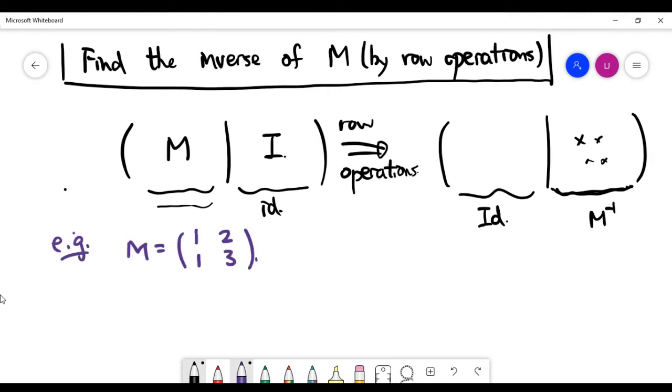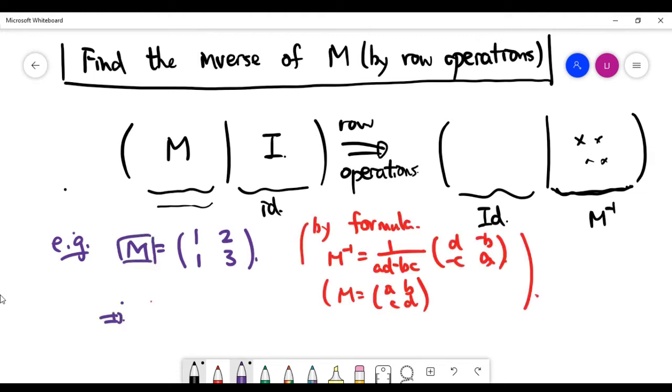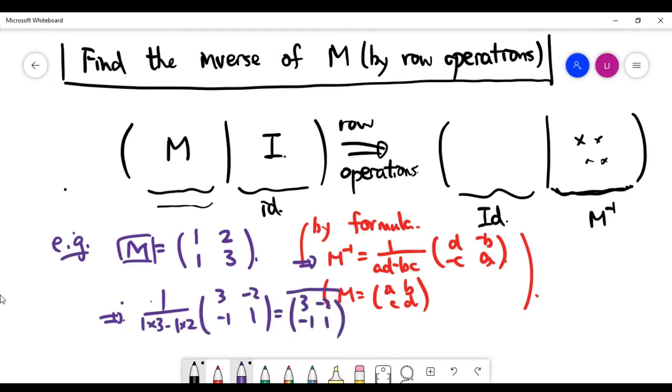I give you a simple smaller 2 by 2 matrix, which is like this for the given M. If you use the formula we have seen already, so I put the formula here again in red color, it's going to give the answer like this. So that's the inverse of the matrix, and so you know how to find the matrix inverse already. But let's look at our new method for this case.